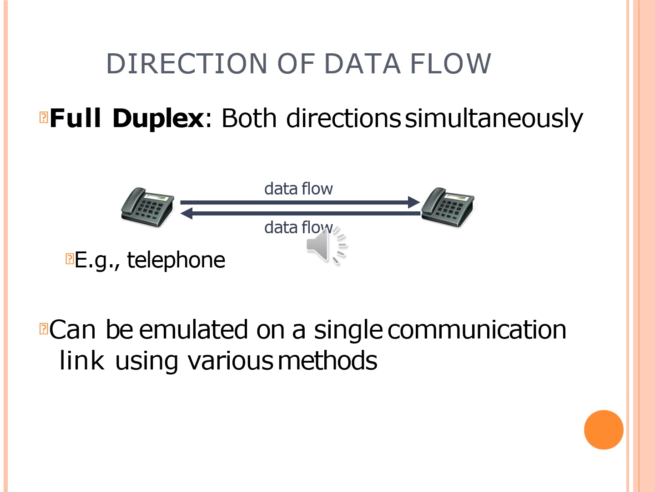See, here we are doing parallel communication. It means we have a sender and a receiver, and both are sharing the resources at a single time. The very best example of full duplex communication is the telephone, right? It can be emulated on a single communication link using various methods. As already specified in the pictures, this is how data flows within full duplex communication.